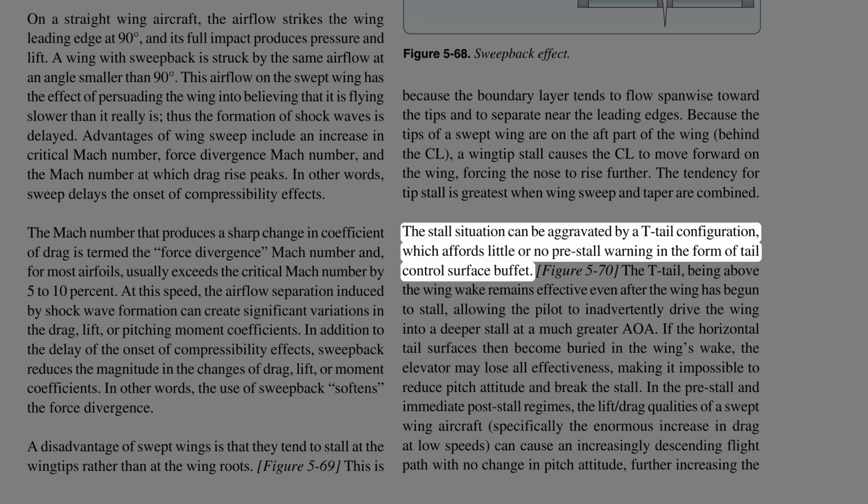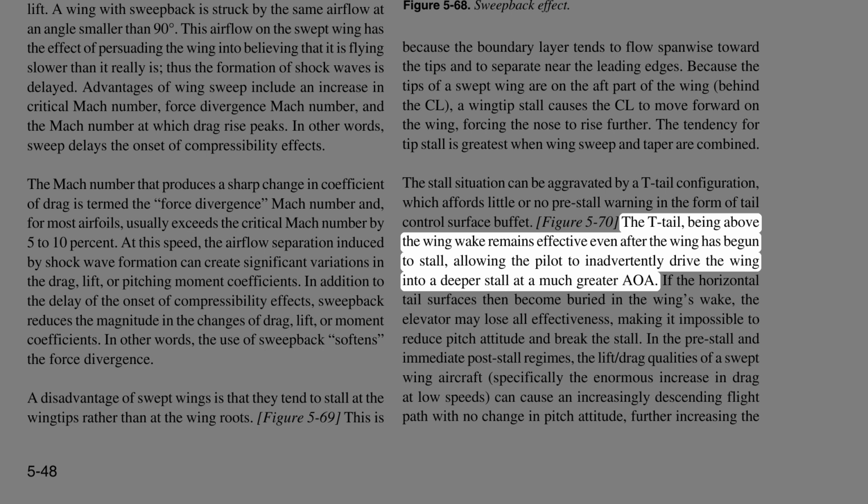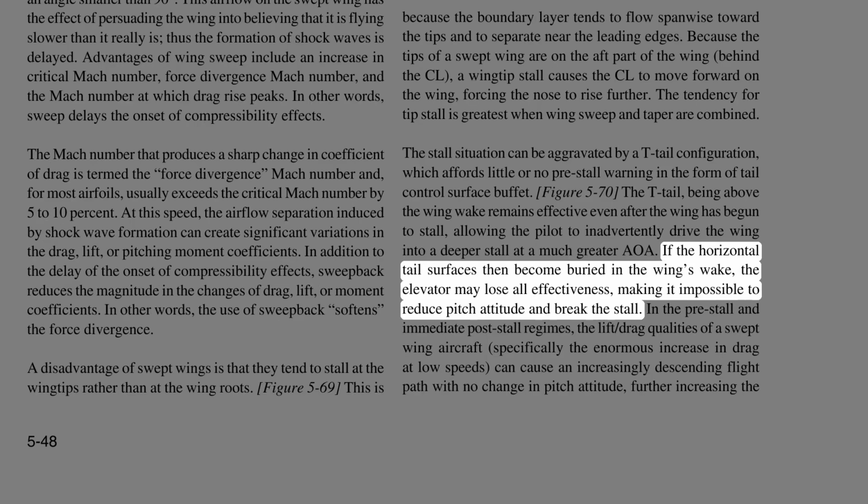The stall situation can be aggravated by a T-tail configuration, which affords little or no pre-stall warning in the form of tail control surface buffet. The T-tail, being above the wing wake, remains effective even after the wing has begun to stall, allowing the pilot to inadvertently drive the wing into a deeper stall at a much greater AOA. If the horizontal tail surfaces then become buried in the wing's wake, the elevator may lose all effectiveness, making it impossible to reduce pitch attitude and break the stall.